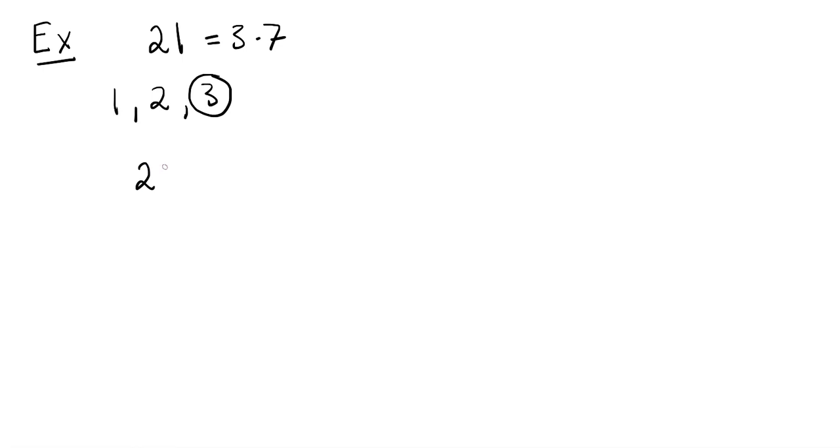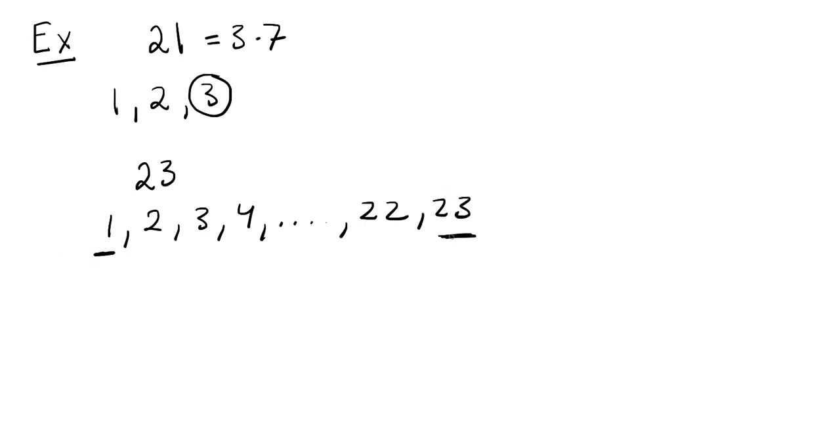But if I would have instead, for example, 23, then I have to try again here. 1, but that's trivial. 2 doesn't work. 3 doesn't work. And none of the numbers up to 22 will divide 23. So none of these divide 23. Of course 23 itself does, but the only numbers that divide 23 are 1 and 23. So that means that 23 is a prime number.